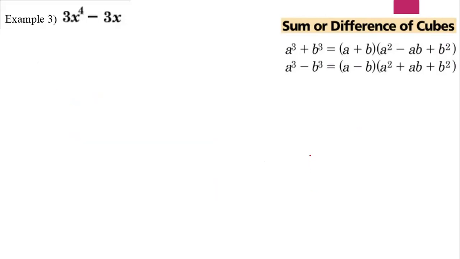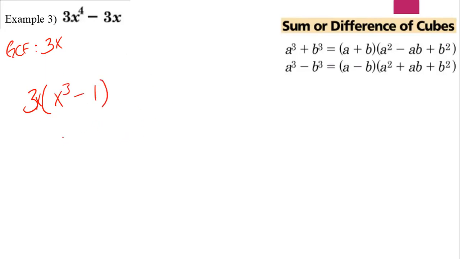All right. Let's do a difference. So notice on this difference, again, you want to check for your GCF. This time I actually have a GCF and it is 3x. So I'm going to divide out my GCF first. I'm going to divide out my GCF and I'm left with x cubed minus 1.